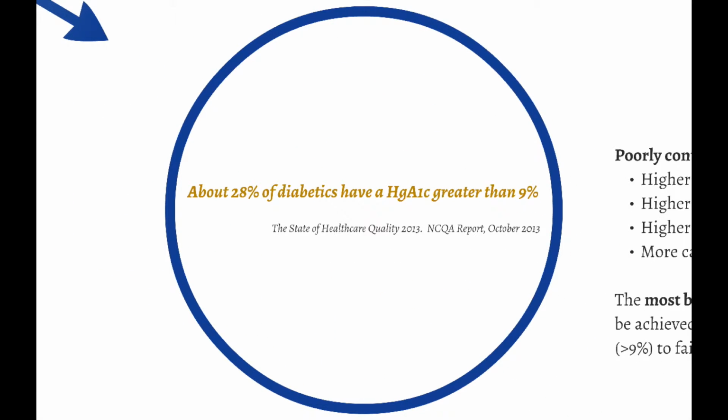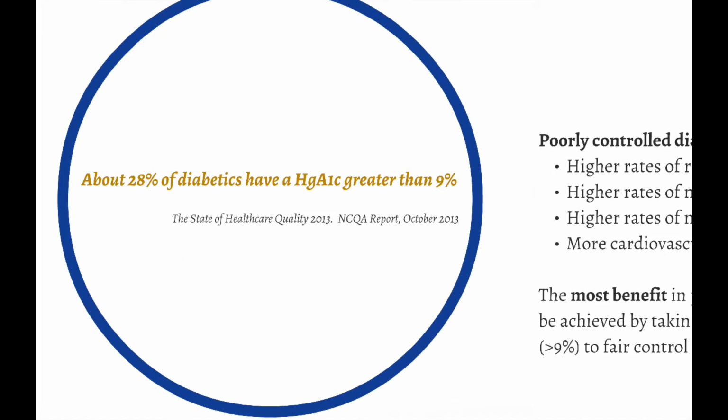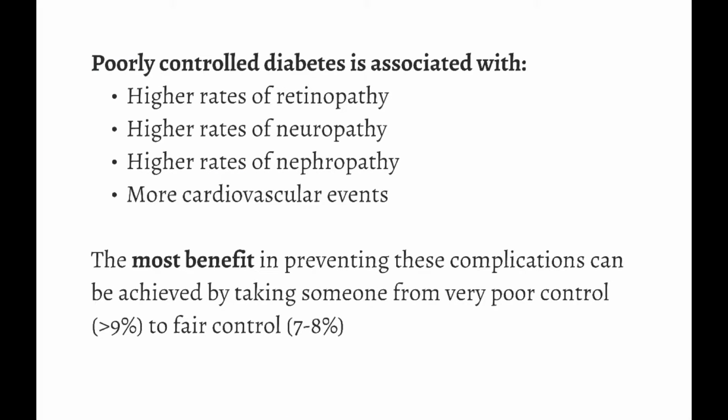Surprisingly, the correct answer is E. About 28%, or almost 30% of all diabetics are considered poorly controlled, with an A1C over 9%. This is important because poorly controlled diabetes is strongly associated with many of the major complications of diabetes, from eye disease, nerve disease, kidney disease, and cardiac disease.